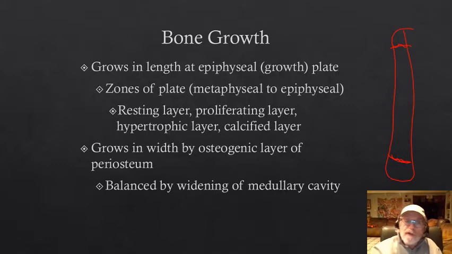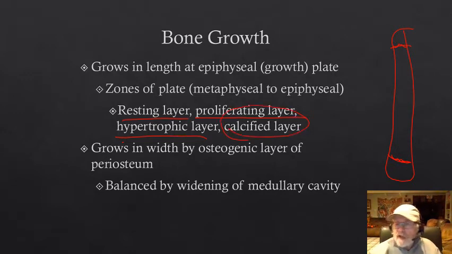It goes through multiple layers, with basically a resting layer of cartilage that starts to proliferate. The cells start to multiply, and they start to divide. They keep on duplicating themselves. Then these cells get bigger, and as they get bigger, they go through a transitional phase to where eventually they become calcified, and calcified means they become bone. So we gradually start to lay down layer after layer of bone. As we do that, the bone gets longer and longer, but only at the ends of the bone.